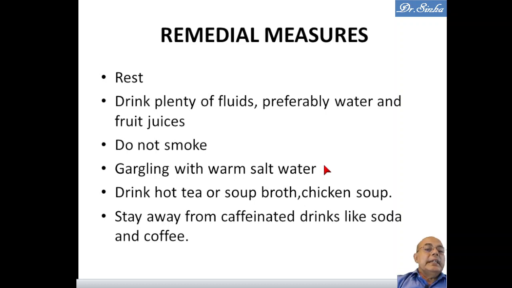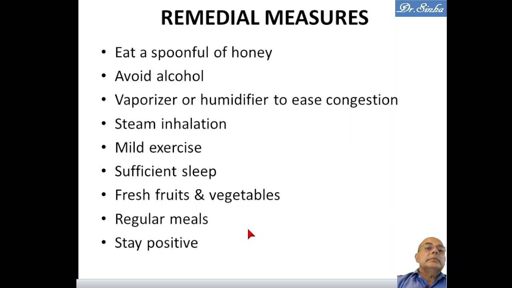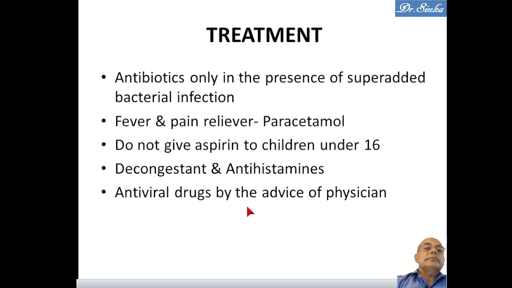Gargling twice a day. Drink hot tea to broth or chicken soup. Stay away from caffeinated drinks like soda and coffee. Eat a spoonful of honey. This has got a soothing effect in case of sore throat. Avoid alcohol, vaporizer or humidifier to ease congestion. Steam inhalation, mild exercise, sufficient sleep, fresh fruits and vegetables to boost immunity, regular meals, stay positive.